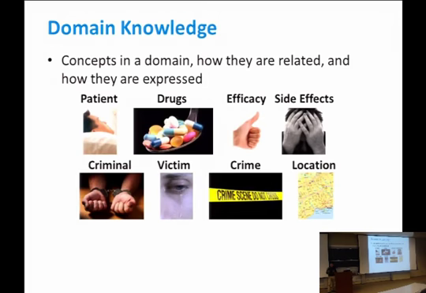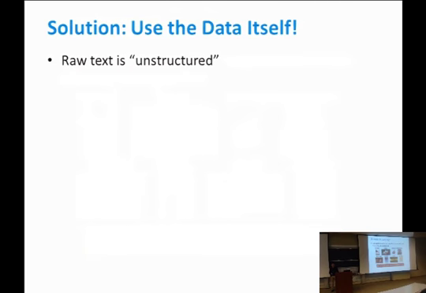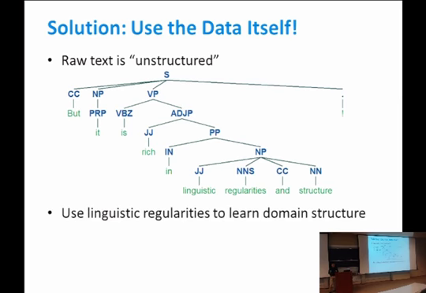Given that there are over 60 trillion web pages on who knows how many topics, it's not feasible to try to annotate all of this domain knowledge. So we need to come up with methods to automate this process. And the solution that I'll explore is to use the data itself to learn about the structure within the data. It's true that raw text isn't structured, but this is only from the point of view of databases. As you're all aware, there's a lot of linguistic structure and regularities within text itself. And so I'll talk about using these linguistic regularities to learn domain structure.